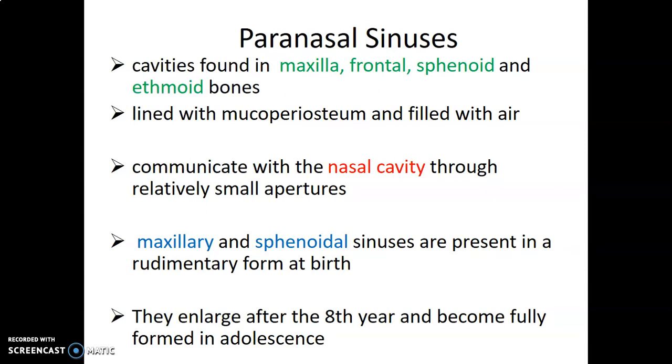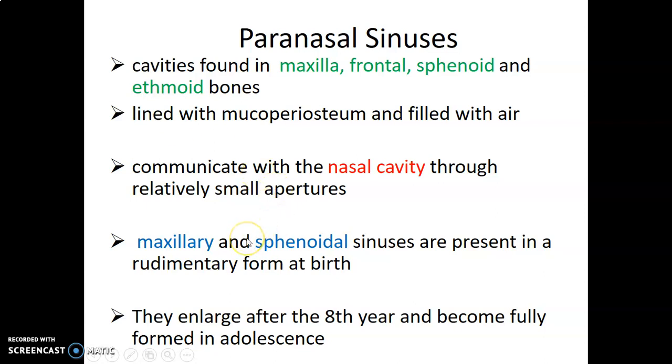So then we have paranasal sinuses that are housed in the bones of the face. You have maxillary sinus, frontal sinus, ethmoid sinus, and sphenoid sinus, and these are housed in the corresponding bones. These sinuses are lined by mucoperiosteum, and they're filled with air and lined by mucous membrane. They communicate with the nasal cavity through the meatus in the nasal cavity.